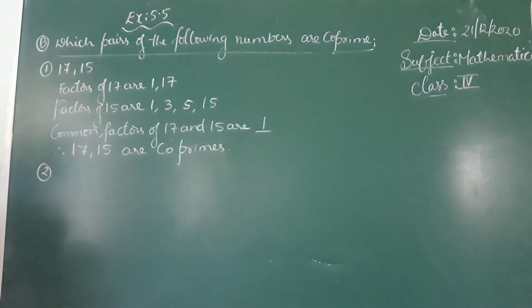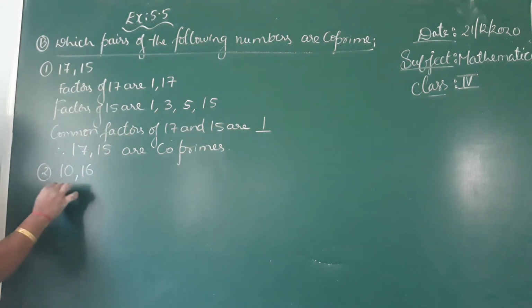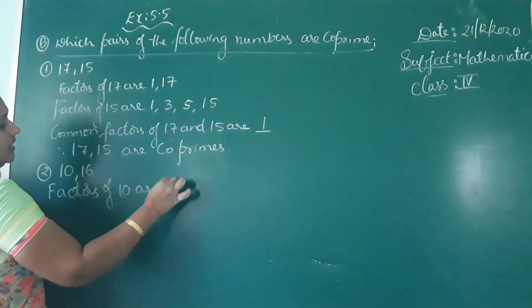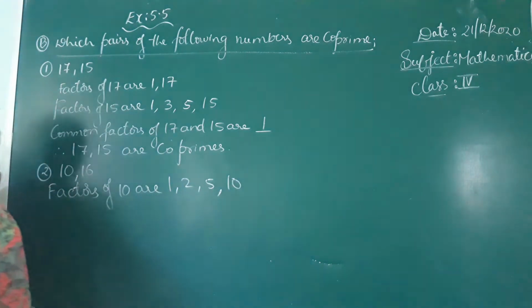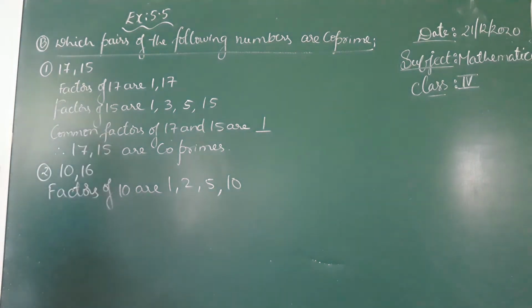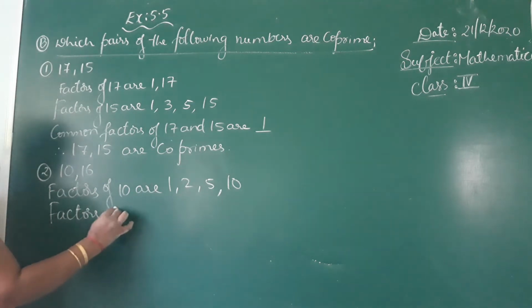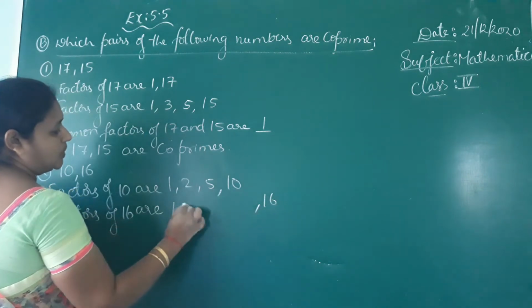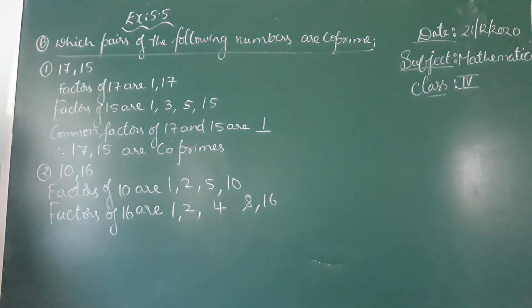Second one, 10, 16. What are factors of 10, children? 1, 10, next 2, 5. So 1, 2, 5, 10 are the factors of 10. Next, factors of 16: 1, 16, 2, 8, next 4, 4, 16. 4 is repeated, so we write it once.